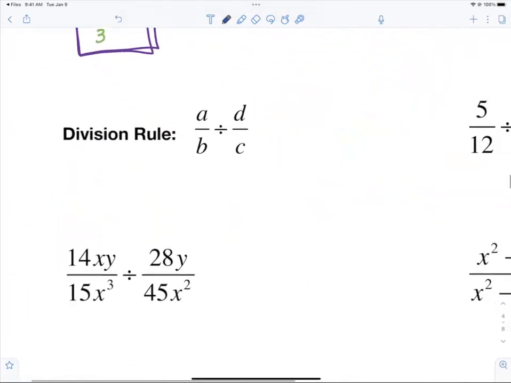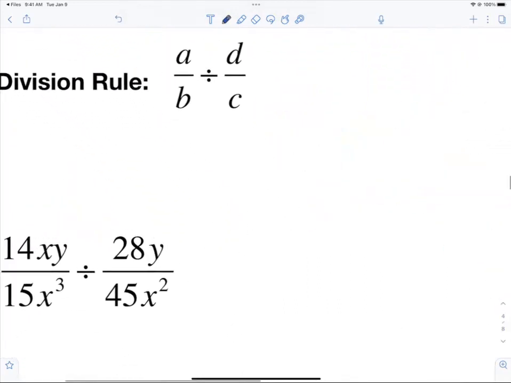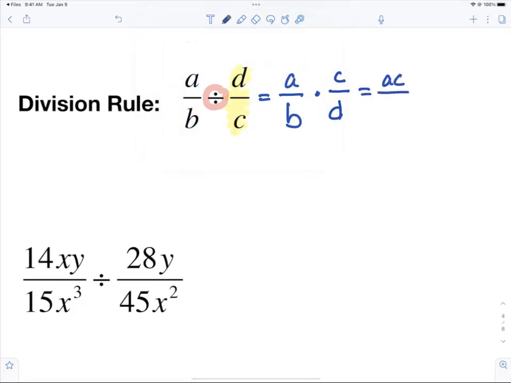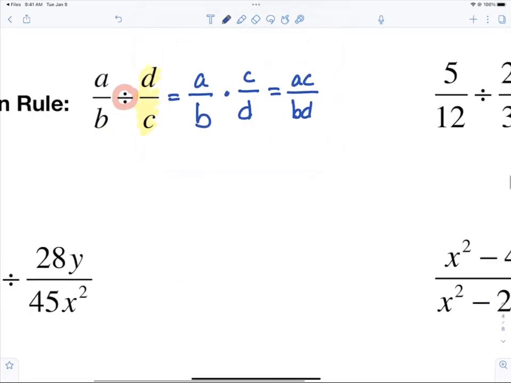Moving on to division. If you can multiply, you can divide. Division rule for fractions. Take the second fraction and turn this into a multiplication by flipping it or writing it as the reciprocal. So this is really A over B divided by C over D. So the second fraction, write it as its reciprocal and change the operation to a multiplication. And then it's exactly like the skill from above, multiplying straight across, A times D in the numerator, B times C in the denominator.